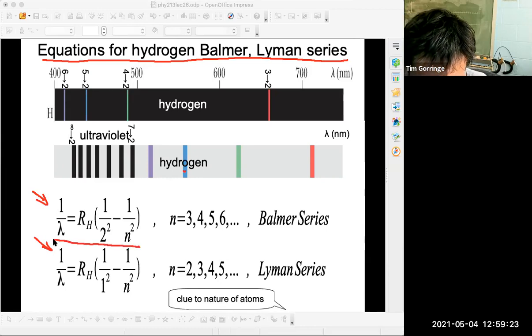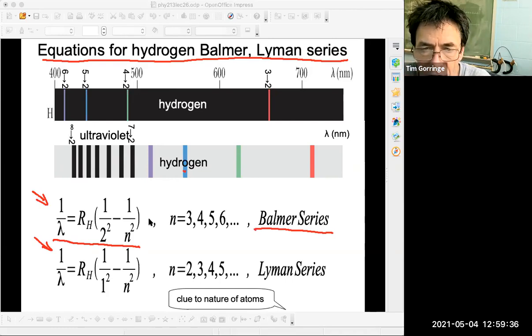This first equation here is called the Balmer series. And it represents some of the colors or frequencies of light that you get from hydrogen. And then this one here is a second series, the Lyman series. It's some of the other colors of light that you get from hydrogen. And I'm going to explain these.